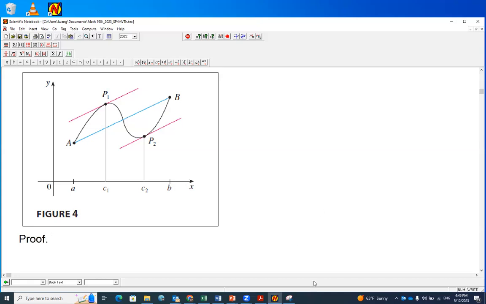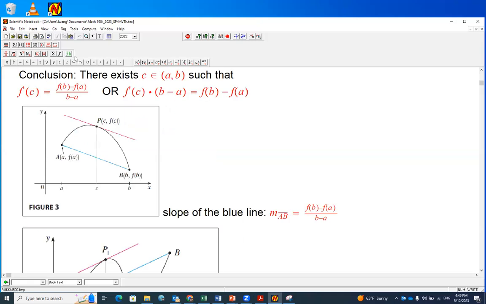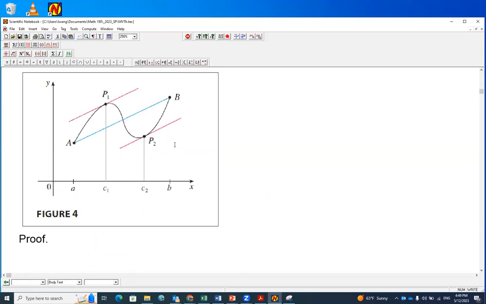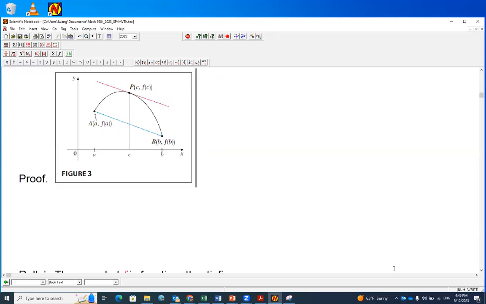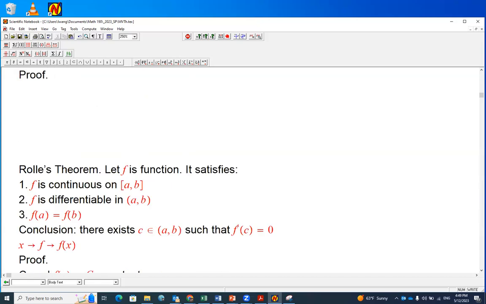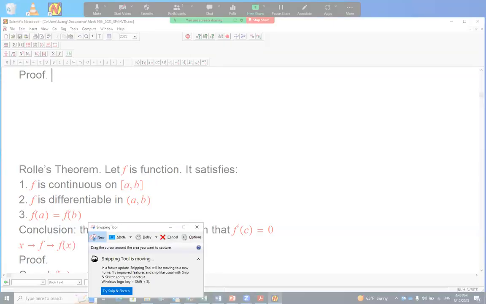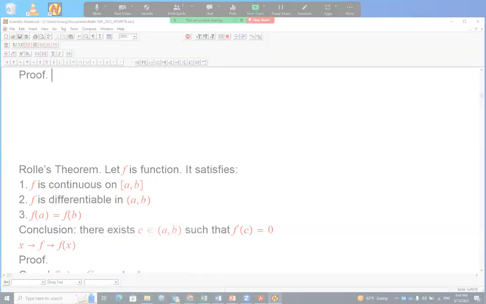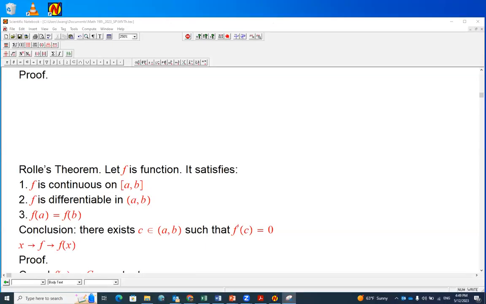Proof of the theorem. Okay, so first of all, suppose we just take this simpler case, right? Actually, we're not going to use this picture. I'm going to use the other picture. This is also from the textbook. So let's give credit where it is due.